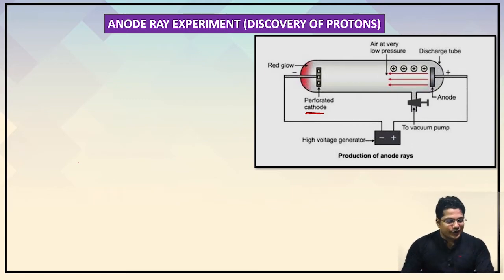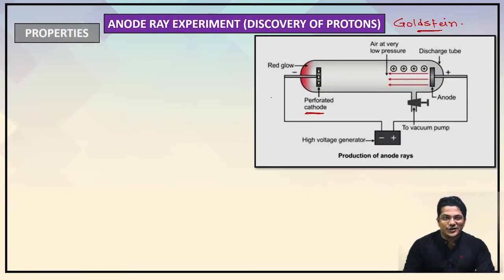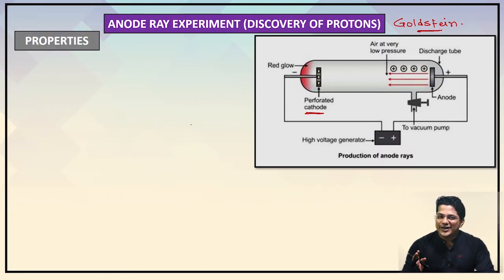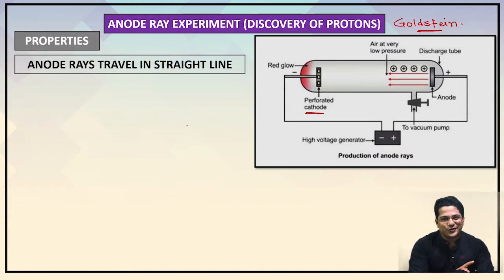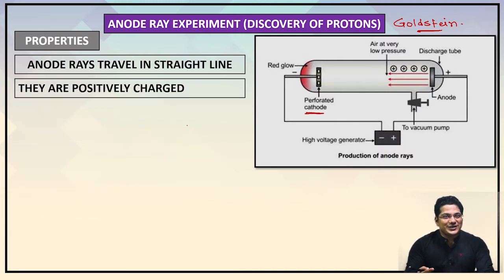Again, let's talk about the properties, but before that, who did this experiment? This experiment was done by Goldstein. Moving on further, what are the properties of anode rays? The very first one: they travel in a straight line. Like cathode rays, even anode rays travel in a straight line. Moving on, they are positively charged because obviously they have to be the opposite of cathode rays, right?